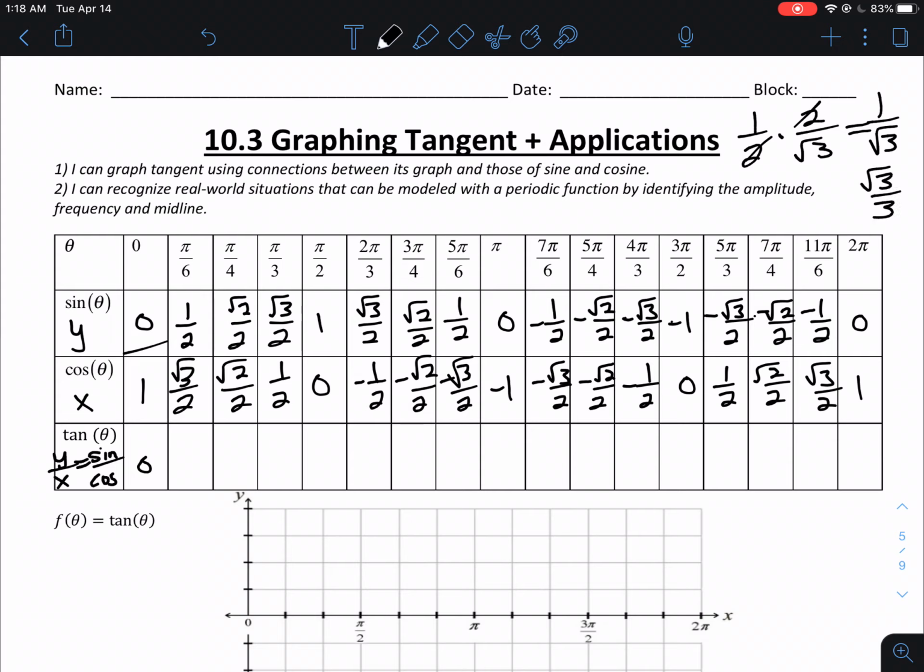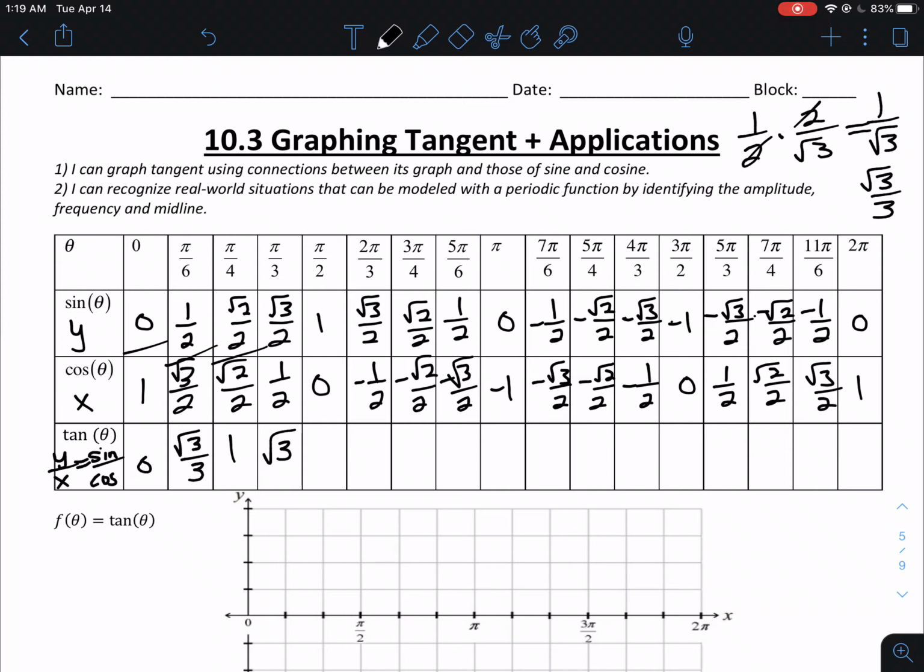This is also a really good time, if you hadn't already, to have all of those convenient values for tangent filled in. So if you've not already filled in tangent on your unit circle, I would highly recommend going around and doing that at some point. For the next one, pi over 4. We're going to take square root of 2 over 2 divided by square root of 2 over 2, which just ends up being 1. And then I'm not going to show the steps for it, but if you take square root of 3 over 2 divided by 1 over 2, you just get square root of 3.